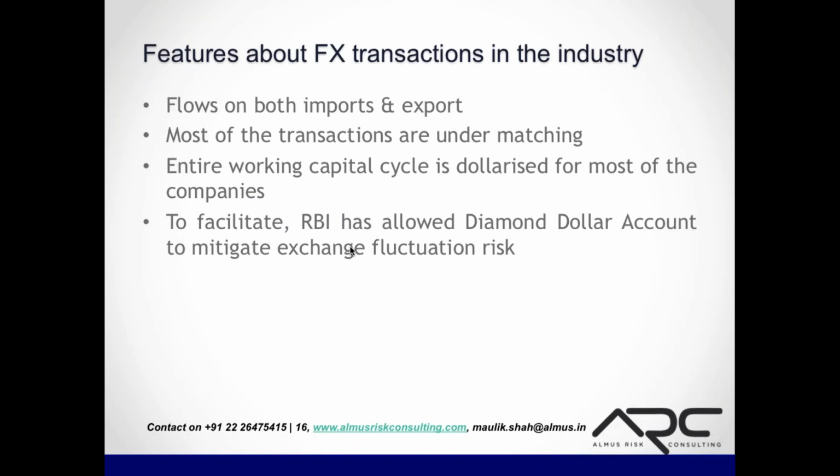What are the peculiarities of our industry? First, we have flows of foreign currency both on the import side and the export side. Now, most of our transactions are under matching, and that would possibly make us conclude that we are naturally hedged, and we will check that out in the next slides. But that's one approach, that we are naturally hedged because I have imports, I have exports, and they are all under matching. If you see the entire working capital cycle, right from buying a stock to manufacturing to selling to realization, the entire cycle is dollarized. This is for most of the companies, and there could be an exception.